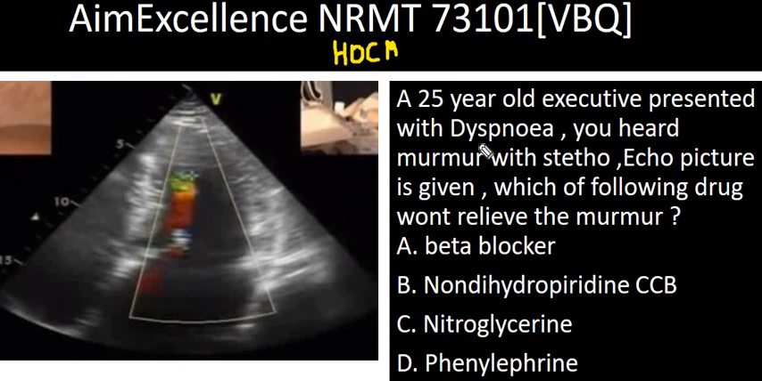So from the question we found a 25-year-old pretty young guy presented with dyspnea, and you have heard a murmur, so there is an obstruction and that is leading to the formation of this murmur. What is this murmur? It is generally a late systolic murmur, and due to the mitral regurgitation, due to the systolic anterior motion of the mitral valve, that is leading to this particular murmur.